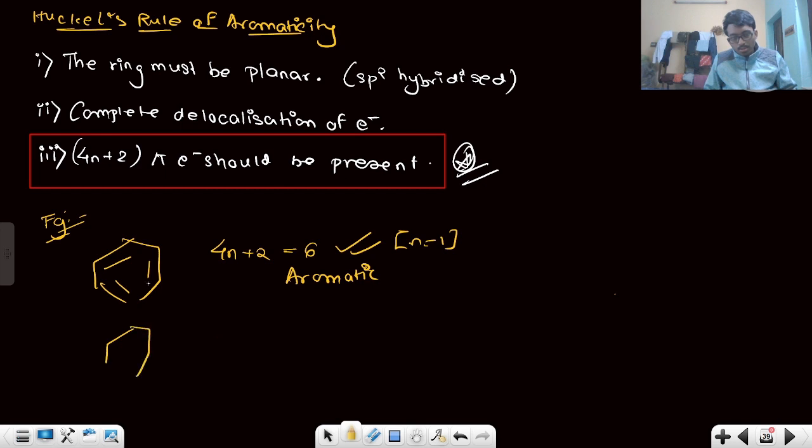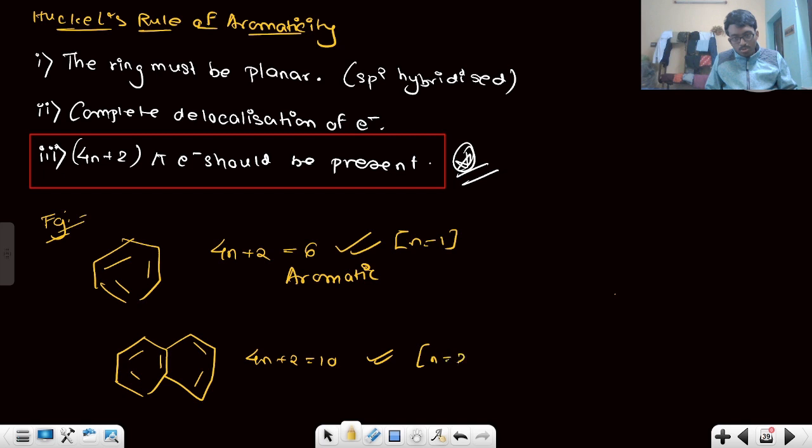Nice. Now if I make two benzenes, this is called naphthalene. How many pi electrons? 1, 2, 3, 4, 5, 6, 7, 8, 9, 10. 10 is also 4n plus 2, equal to 10, which is true for n equals 2. So this is also aromatic.